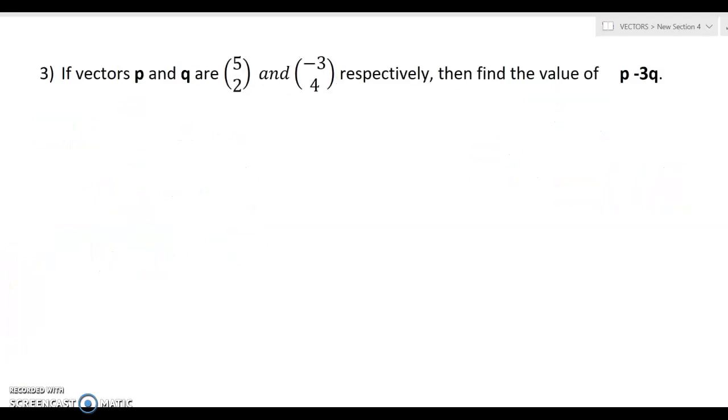Number 3, we have vectors P and Q. They use a different way to represent a vector, using bold letters. So we have vectors P and Q, where P is (5, 2) and Q is (-3, 4).